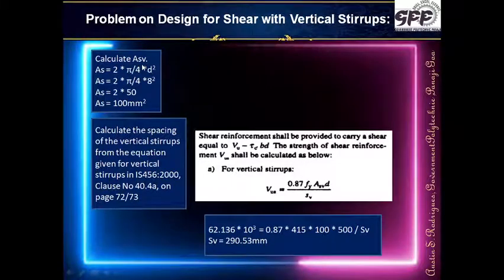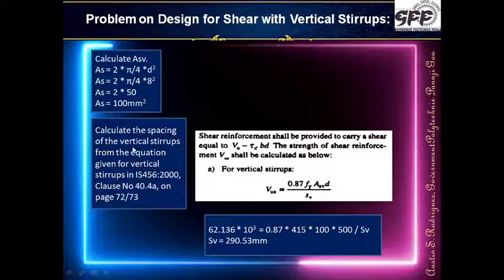Now calculate ASV. ASV is equal to 2, the number of legs, into pi d square by 4. So 2 legs into pi by 4 into 8 square. So this comes to 100 mm square.